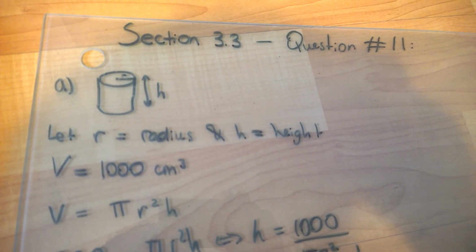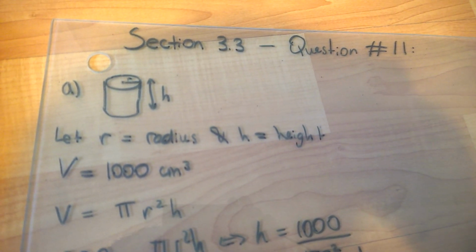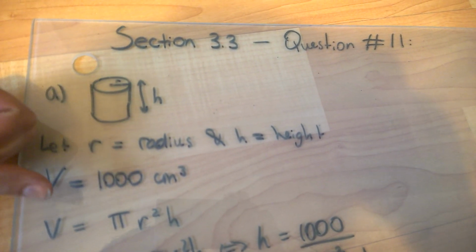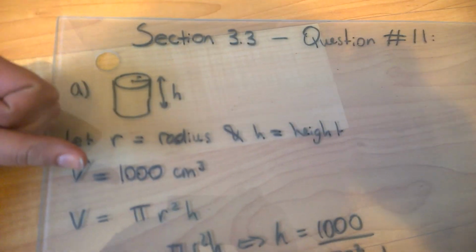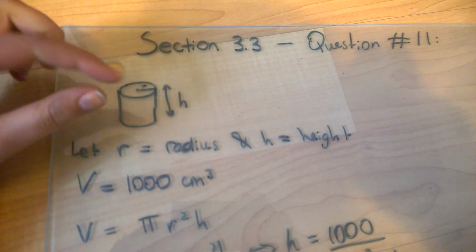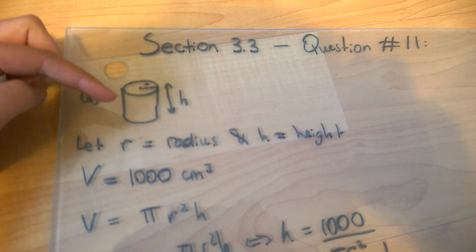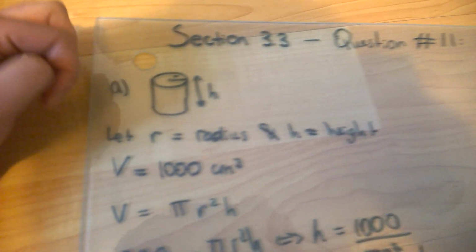Hi there, today I'm going to be solving question number 11 from section 3.3, and we are given a cylinder of volume 1000 centimeters cubed, and we are asked to determine the dimensions of the said cylinder in order to use the least amount of materials when building it.